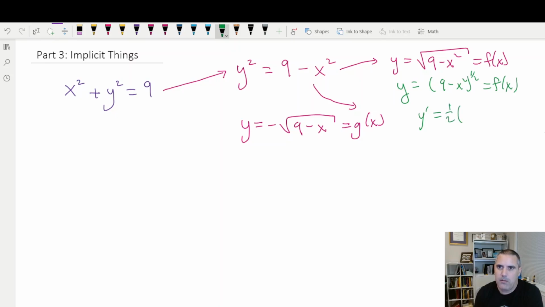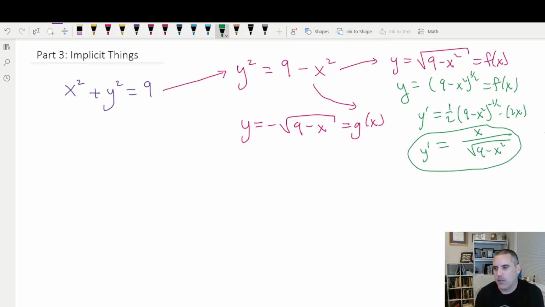So you would do 1/2 times (9 minus x squared) to the negative 1/2 times 2x. And that simplifies, if you want, to x over the square root of 9 minus x squared. That's fine. That's what you would do if y was positive, the upper half circle.